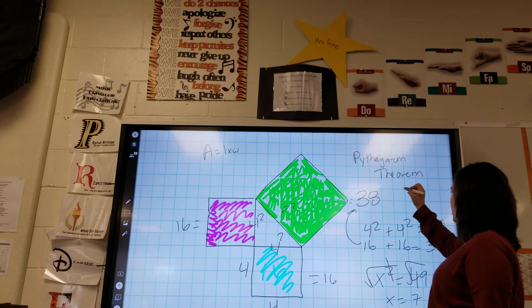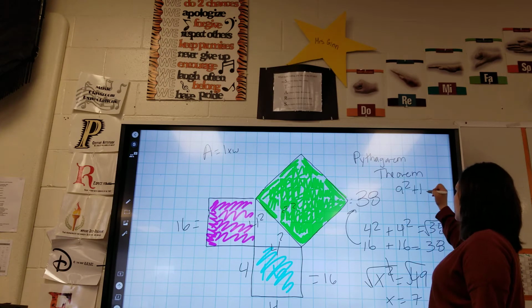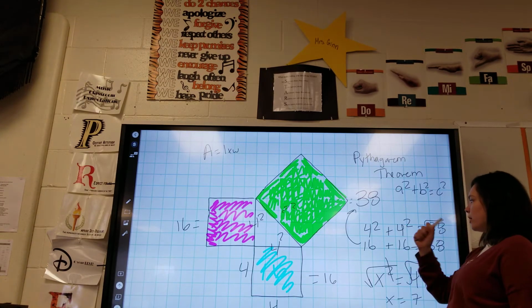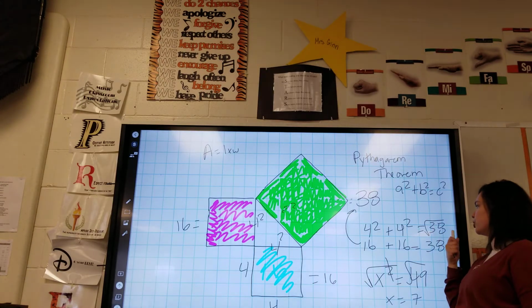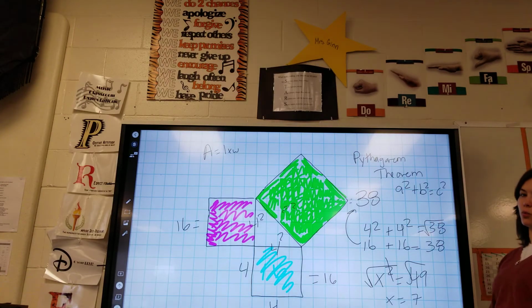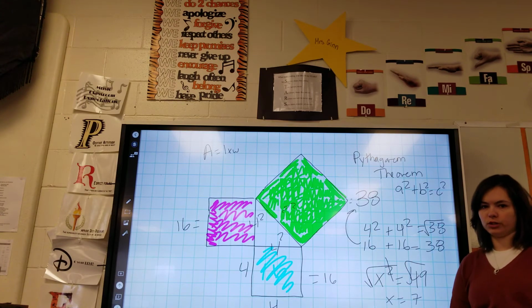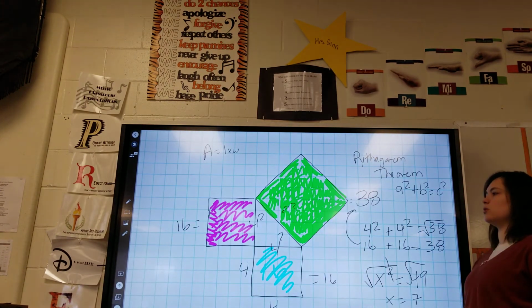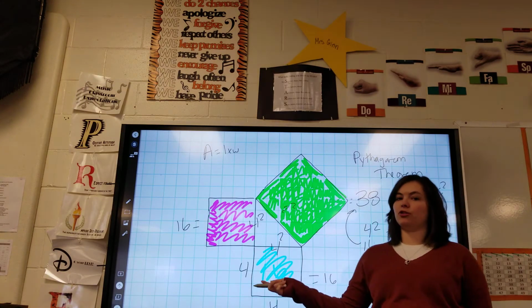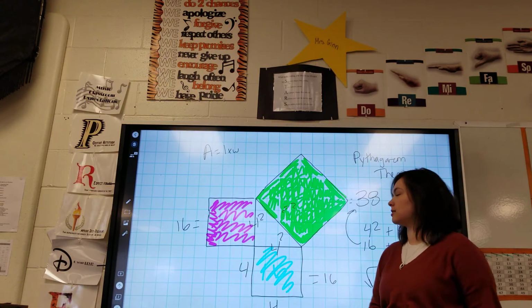the Pythagorean theorem is a squared plus b squared equals c squared. All right? 4 squared plus 4 squared is equal to 38 squared, or is equal to 38, because 16 plus 16 is equal to 38. If these were not equal to each other, the triangle would not be a right triangle, and we wouldn't be able to use this theorem.